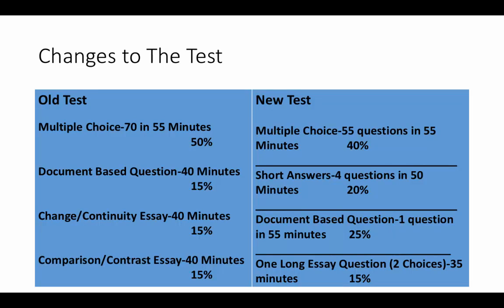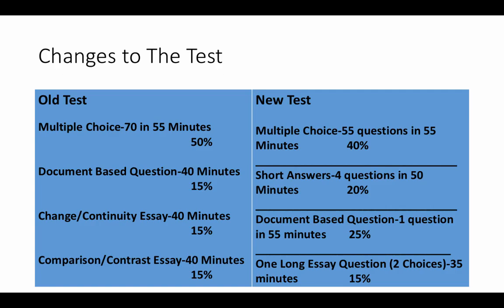In the past, as you probably remember, the old test, just from last year, was multiple choice, 70 questions in 55 minutes, and that counted for 50% of the test. A document-based question, students had 40 minutes to write that, and that counted for 15% of the test. Change continuity essay, 40 minutes, 15% of the test, and then we finished up with comparison contrast essay, 40 minutes, 15% of the test. Now you notice here that there's a really big balance between the multiple choice and the writing section, but look at what happens in the new test.